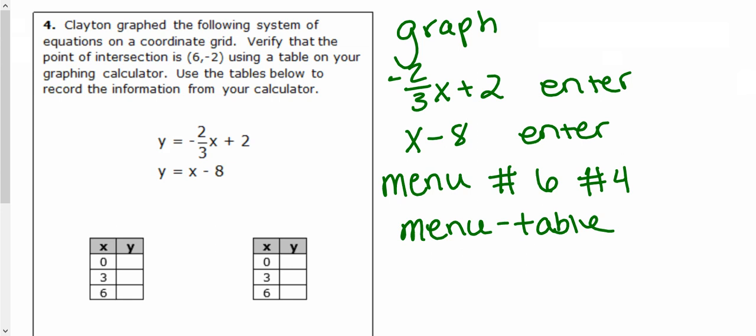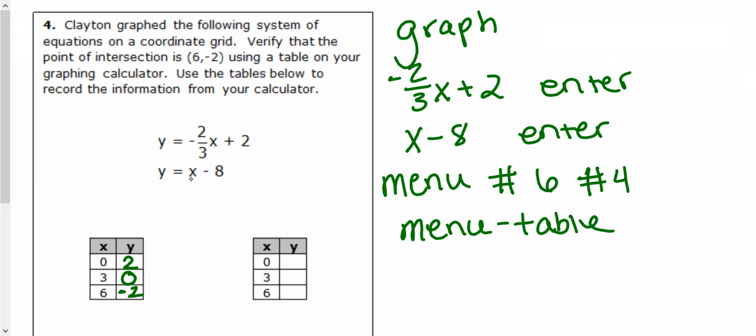Okay, so from there, you should be pulling up your table, and what you should see is, in my first function, or my first linear relationship, negative 2/3 x plus 2: when x is 0, y should be 2. When x is 3, y should be 0. And when x is 6, y is -2.